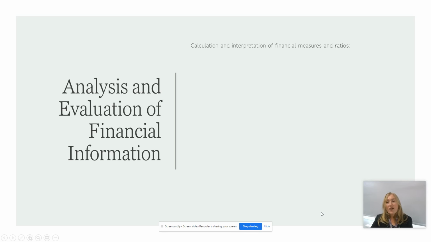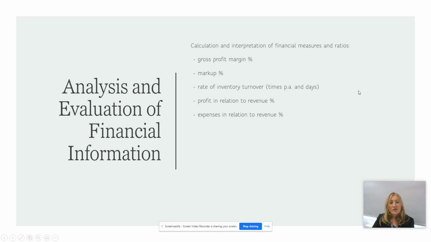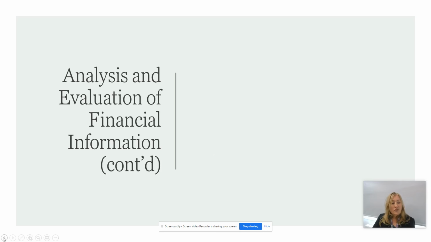This is going to be our ratios primarily. So just a reminder here of all the ratios you should know. So gross profit margin, markup, inventory turnover in times per annum and days, profit in relation to revenue, expenses in relation to revenue, return on capital employed, the current ratio, the liquid capital ratio, trade receivables days and trade payable days, and the capital gearing.